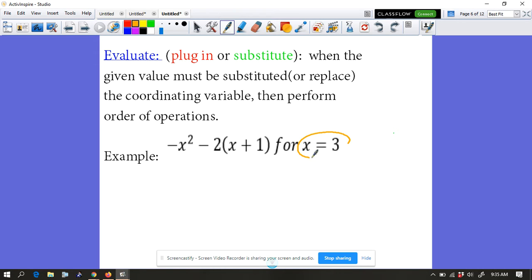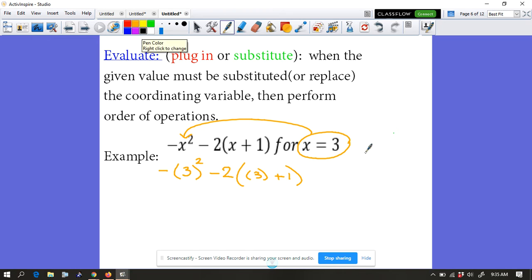So we are given x equals 3, and every time we see an x, we are going to replace that value with 3. Remember, when you substitute, put parentheses. So we'll have the negative sign still, and instead of x, we're going to have parentheses, and inside goes our 3 with the exponent of 2. Minus 2, parentheses for the original, and then parentheses for the x, plus 1, close your parentheses.